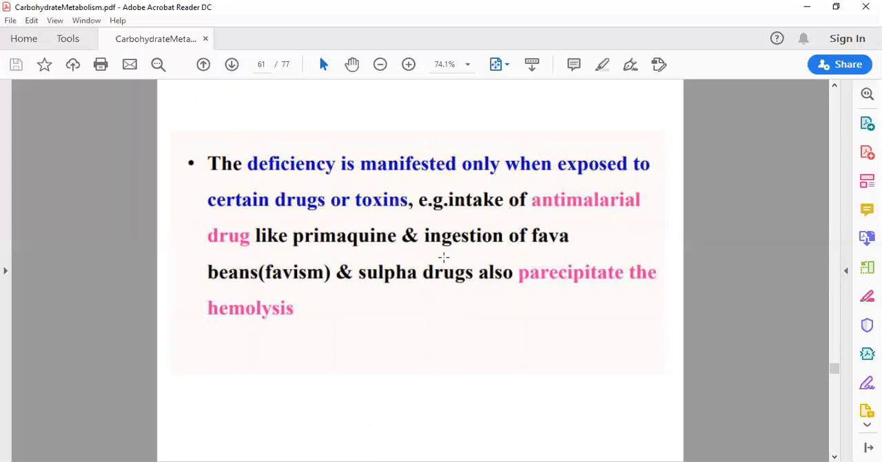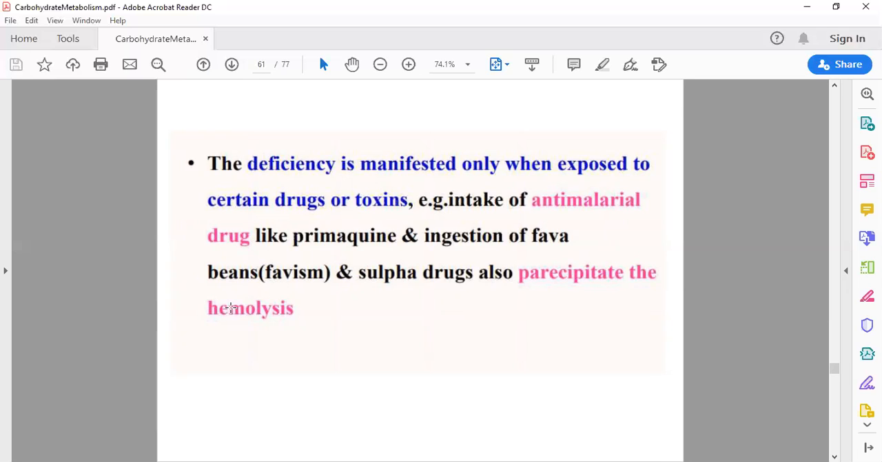Severe infections result in the generation of free radicals, which can enter the RBC and lead to hemolysis. So hemolysis is basically because of severe infection, which leads to formation of free radicals, and those radicals then enter into the RBC and cause hemolysis due to decreased NADPH and reduced glutathione.